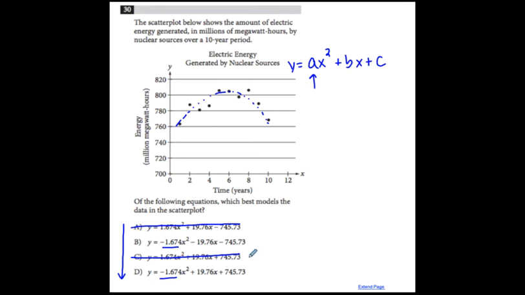Then the only thing that's different that I can really pay attention to is the y-intercept, so c. So let's remember that c is the y-intercept, and that'll be important for us. And in this case, my y-intercept seems like it's going to be somewhere between 760 and 740, but a positive value. So this one has a negative y-intercept, so I would get rid of B, my answer being D.